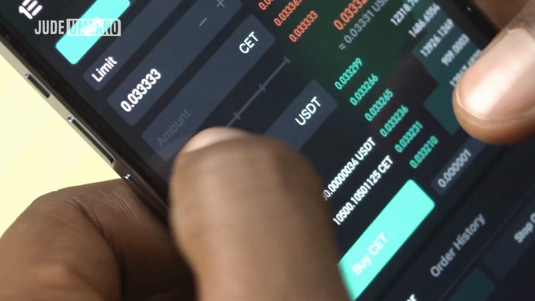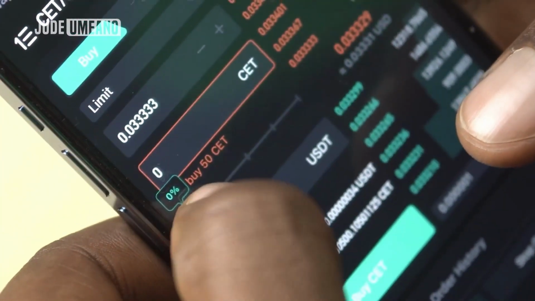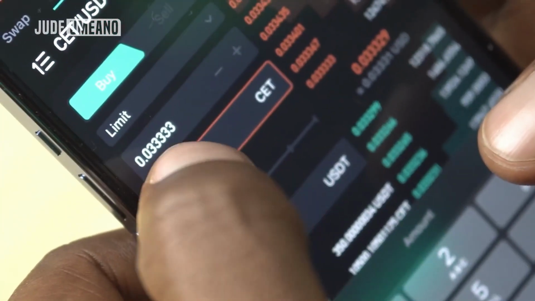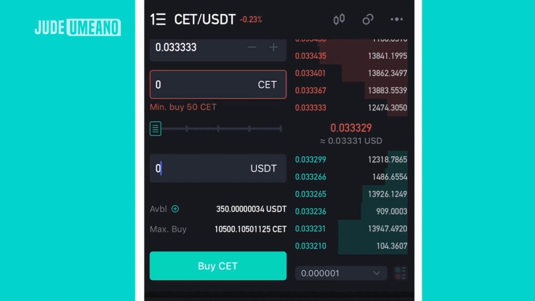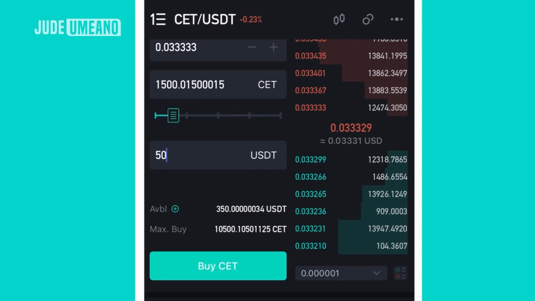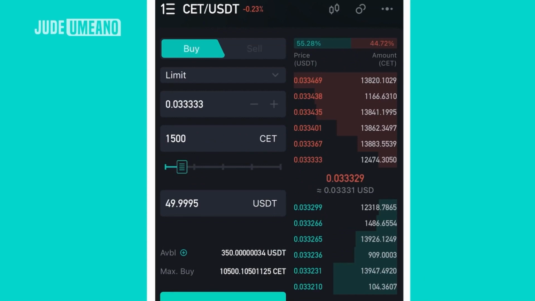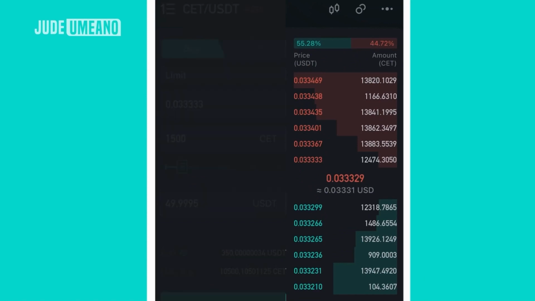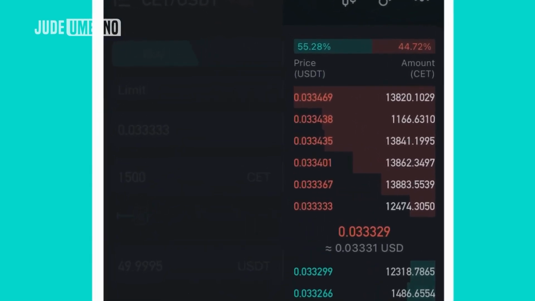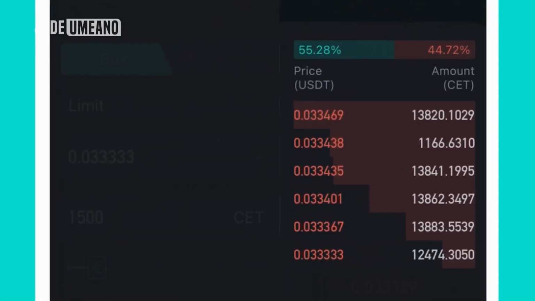Then you can use this to select the amount of cryptocurrency you want to buy. You can enter the amount in USDT and it gives you the equivalent value. Let's say I want to buy $50 worth. It's giving the value in CET, or I can enter the value in CET and it gives me the equivalent amount in USDT. Once I'm done, I click on buy. Beside this, on the left column, is the order book. Those in red are the sellers and the prices they want to sell at. The ones in green are the buyers and the prices they want to buy at.